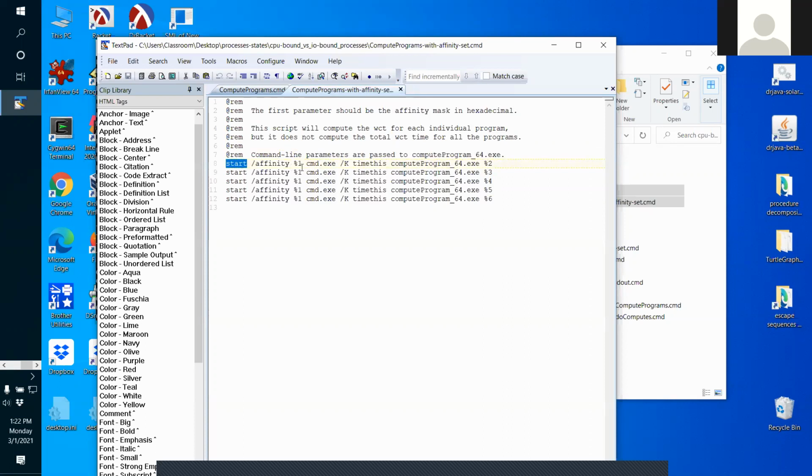So it starts a CMD with that affinity mask, and then that CMD is running within that affinity mask, and they're all going to be running on the same affinity mask. But then the time this is running with that affinity mask. The CMD is given that affinity mask, so it passes it on to time this, and time this passes it on to compute program. And then this is the parameter for how long it should run. Okay. So you can run them with affinity set or not with affinity set.